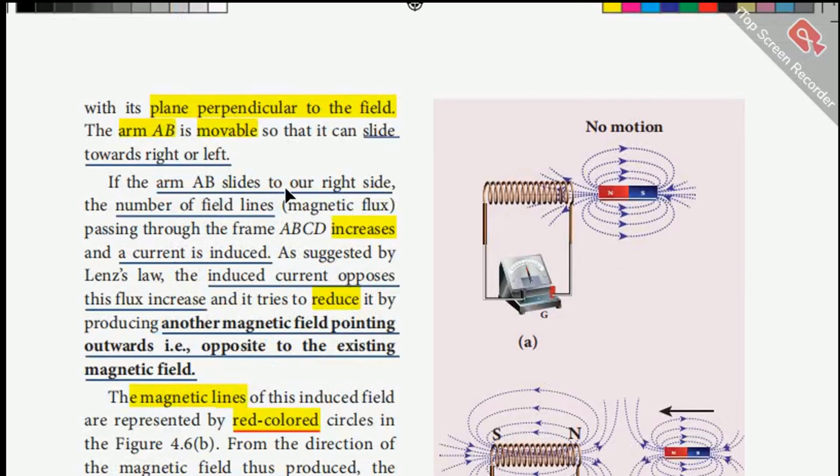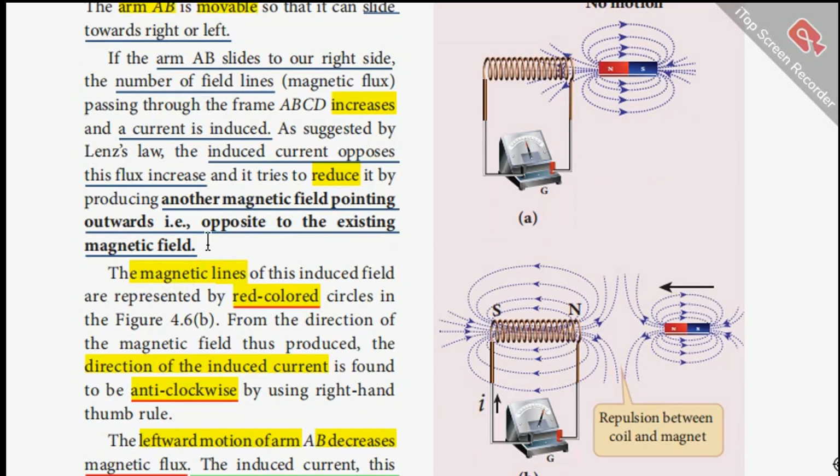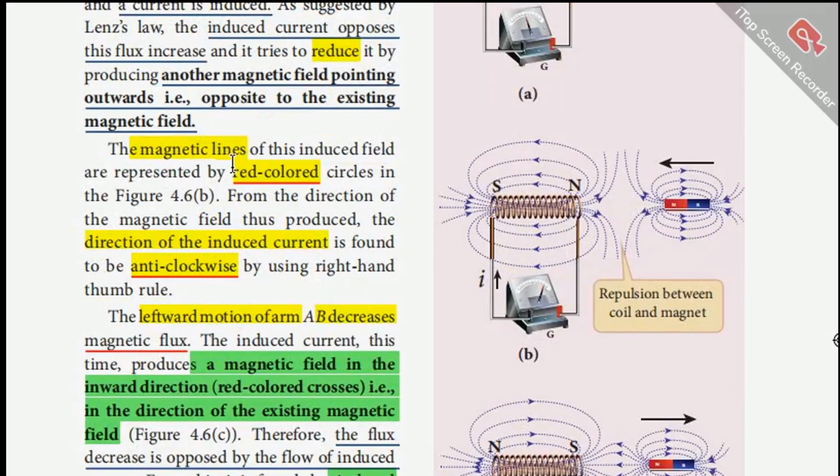If the arm AB slides to our right side, the number of field lines, that is the magnetic flux, passing through the frame ABCD increases. A current is induced in it. As suggested by Lenz's law, the induced current opposes this flux increase and tries to reduce it by producing another magnetic field, which is pointing outwards, that is, opposite to the existing magnetic field. The magnetic lines of this induced field are represented by red colored circles in this figure 4.6b.